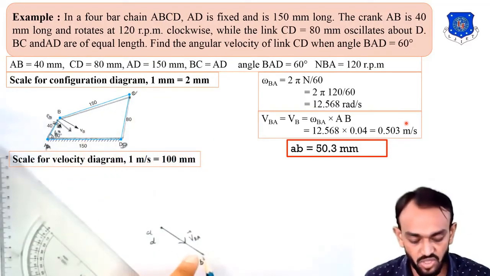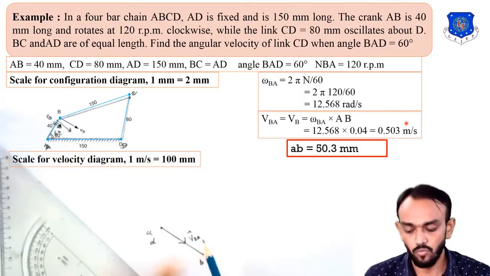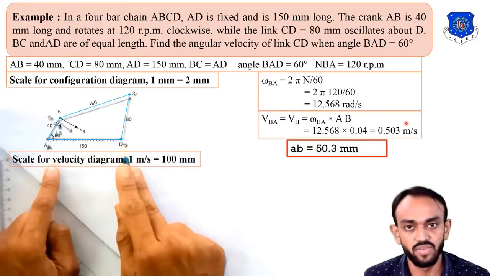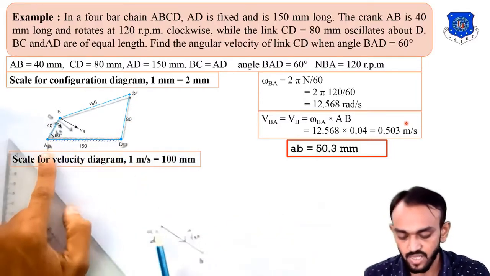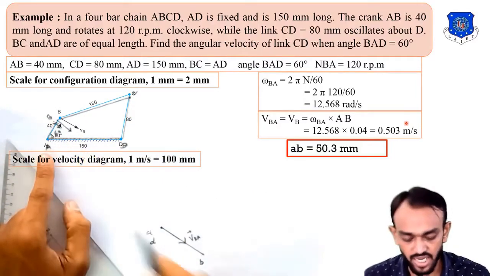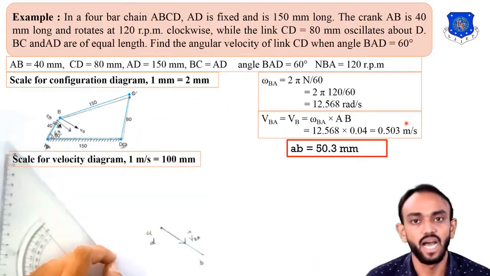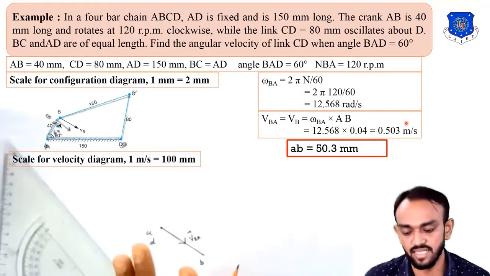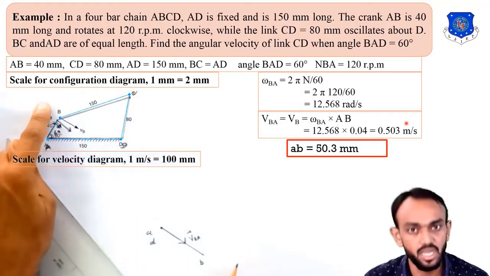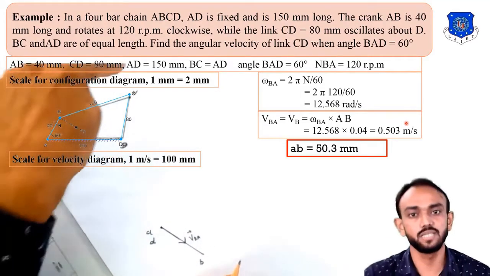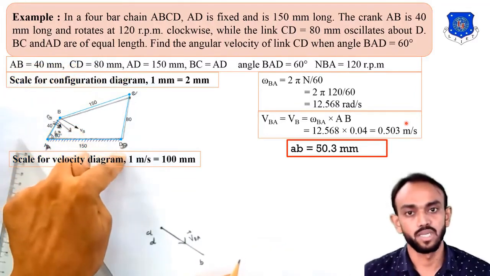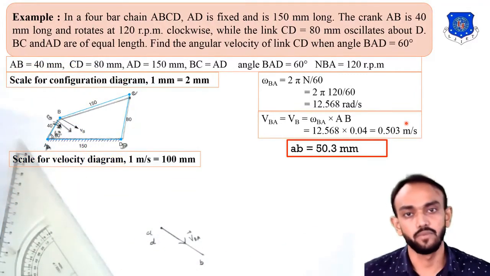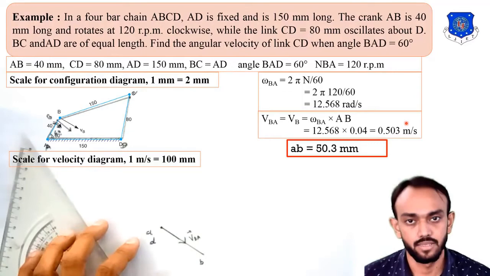Now we have the B point. So from A, B, C, D we have found A, D and B. Now we need the C point. How can you find the C point in a velocity diagram? The easiest method is that C is moving with respect to B and also C is moving with respect to D. We don't know the magnitude, but we know the direction.